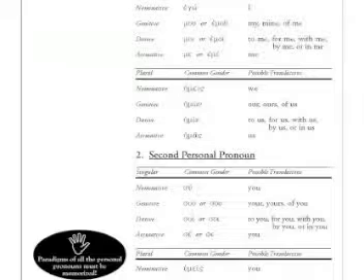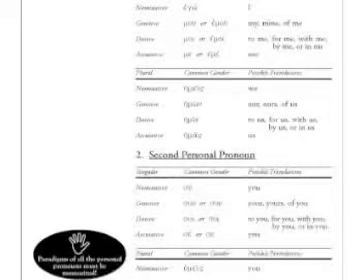The singular nominative form is the word ego. Ego. Of course, we get the English word ego. A possible translation of this word is I.